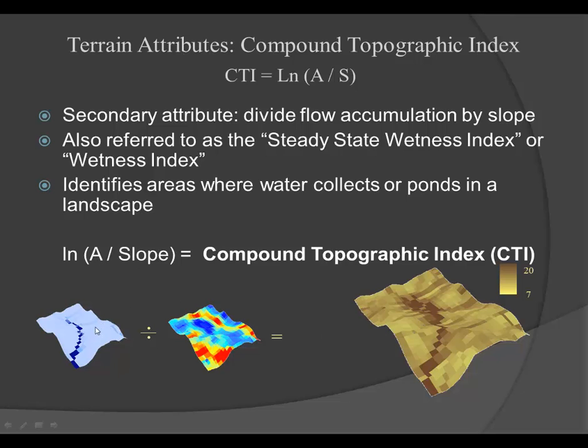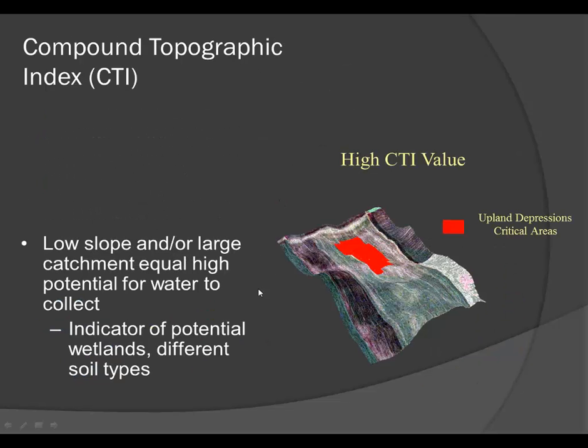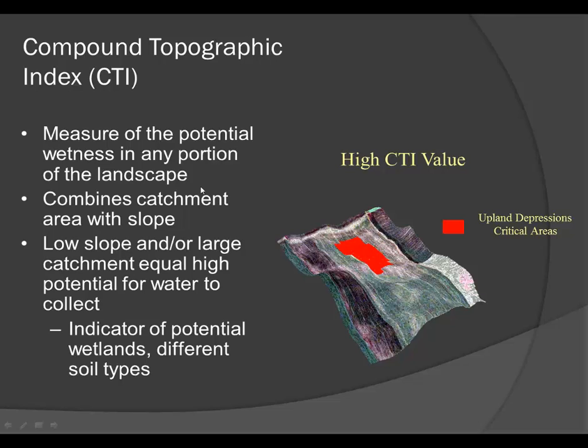So here we're looking at where water collects, as opposed to the erosive power of the water. So the compound topographic index and the stream power index are the calculated values we're concerned with. And the CTI is really looking at this idea of low slope with large catchment. So we're trying to find those areas where water would collect, and it would be a good indicator of potential wetlands and also help us describe different soil types.